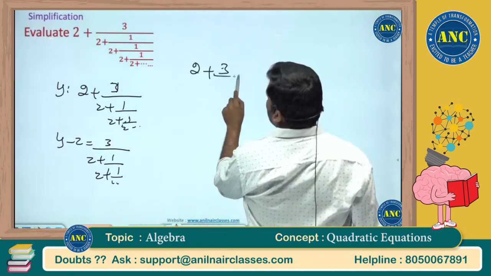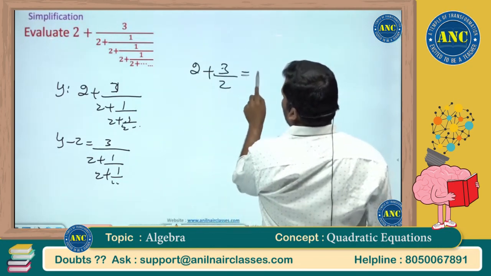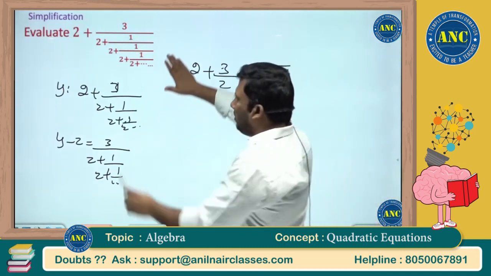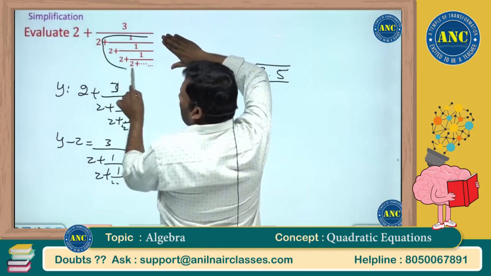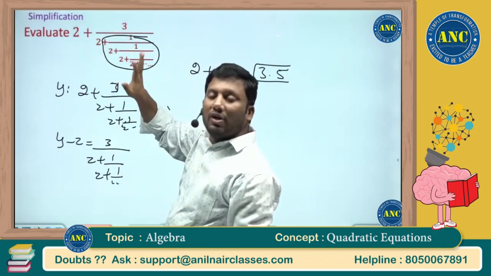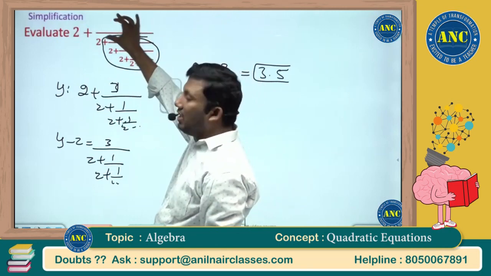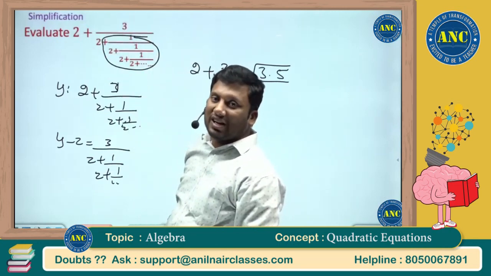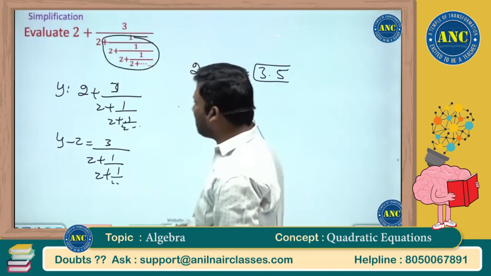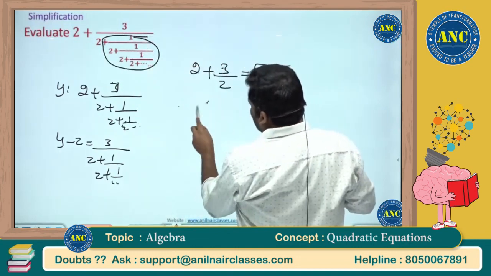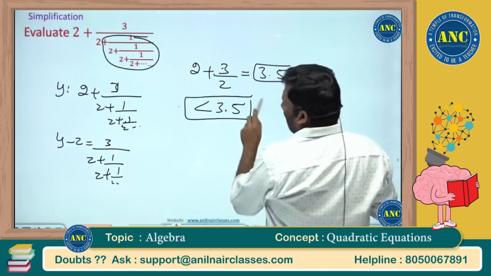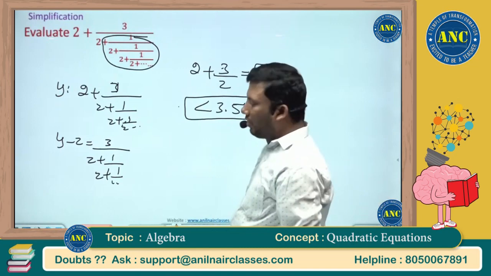If the question is 2 plus 3 by 2, the answer would be 3.5. Yes or no? Assume the rest of the thing is not there. 2 plus 3 by 2: 3 by 2 is 1.5, plus 2, the answer is 3.5. But it is in a denominator, and it is increasing. If the denominator is increasing, the value will decrease. So the answer should be less than 3.5. Are you all with me?